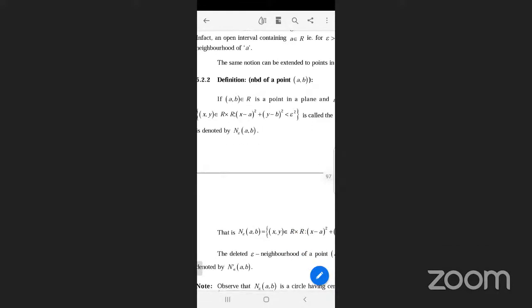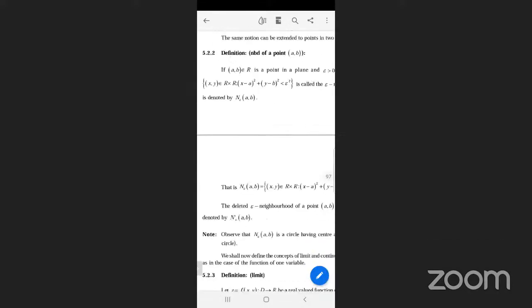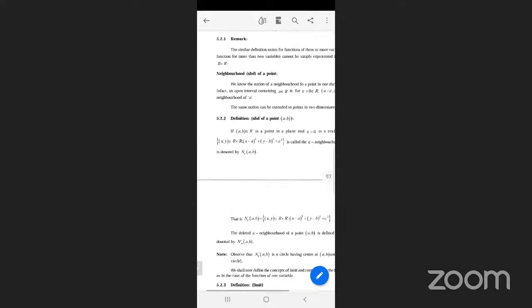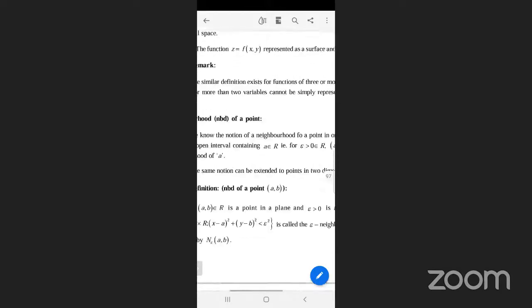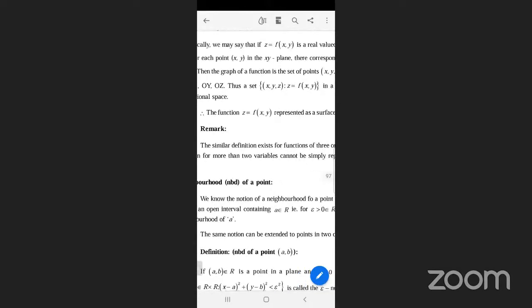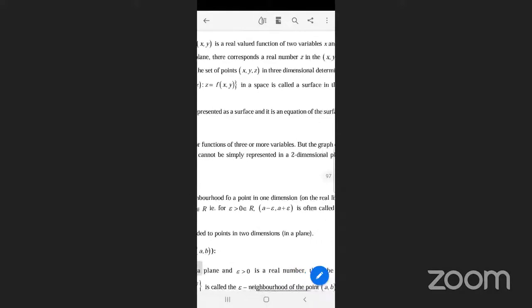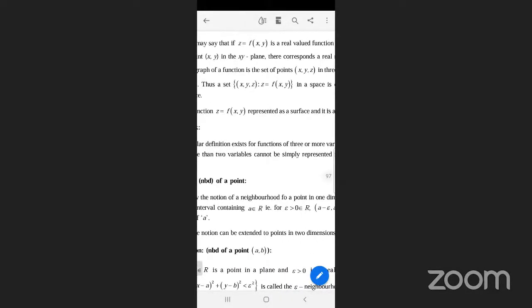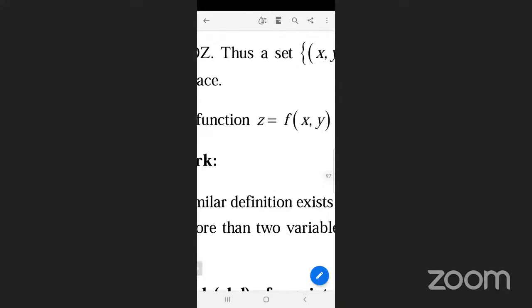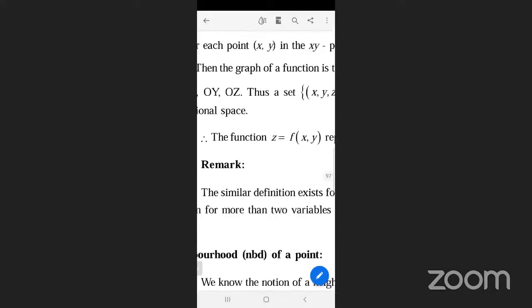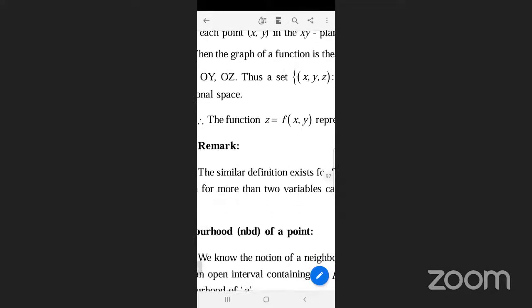These are the basic definitions. The function z equals f of x, y represents a surface, and it is the equation of the surface. Z is dependent on two independent variables, x and y. Whenever there is more than one independent variable, I want to discuss again how to apply the limit definition and the continuity definition on multiple variables, that is, on two variables.